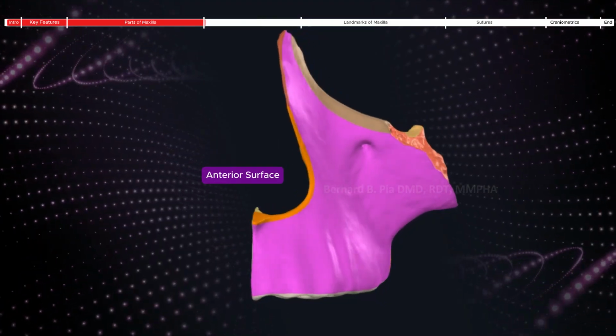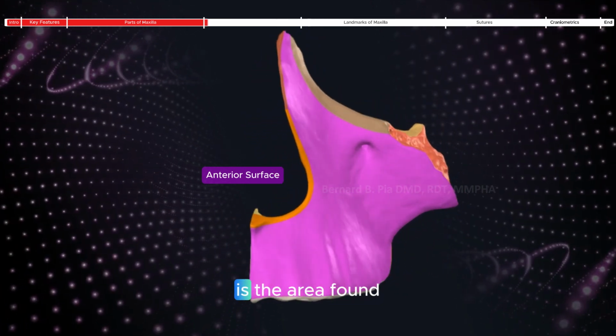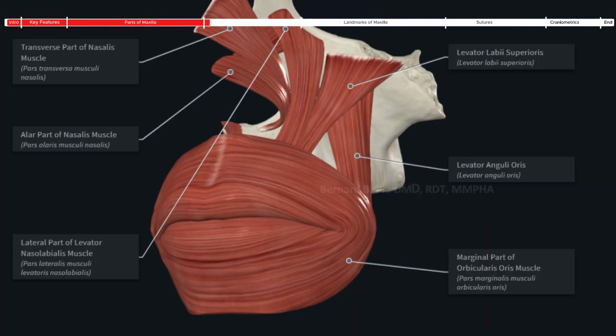Surfaces of maxilla. 1. The anterior surface, facial surface, is the area found along the anterolateral aspect of the maxilla. It provides origin sites for the levator labii superioris alaeque nasi, levator anguli oris, levator labii superioris, nasalis, depressor septi nasi, and orbicularis oris muscles.